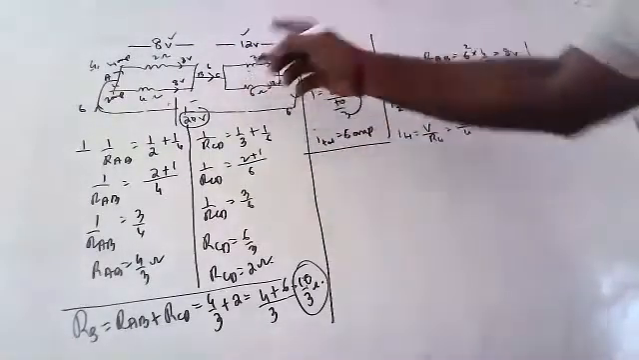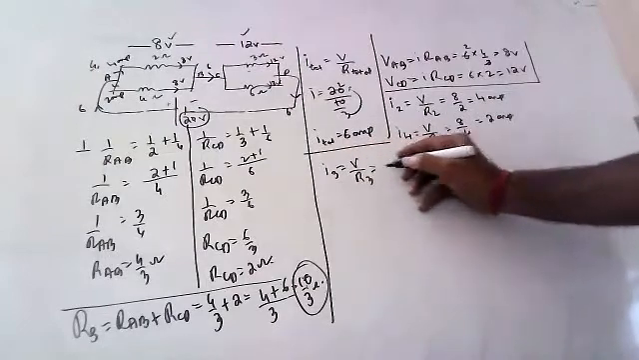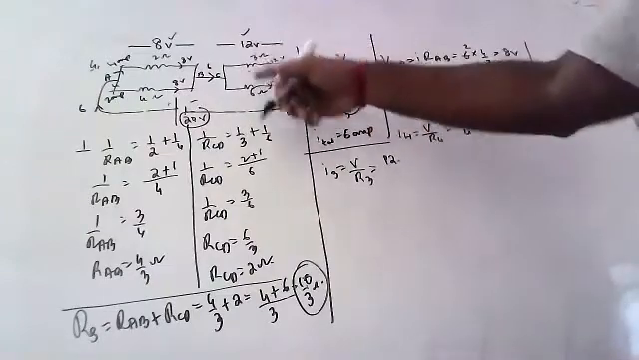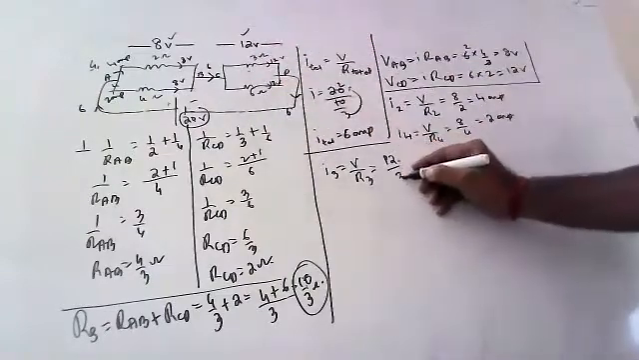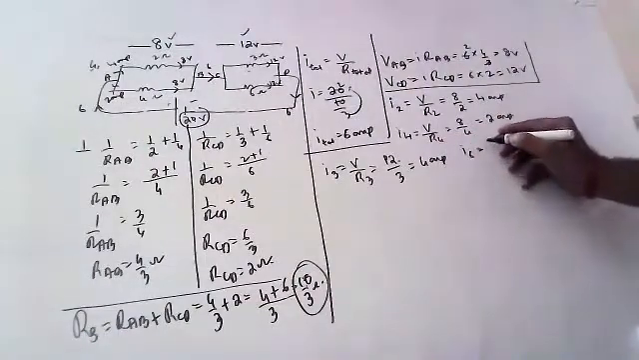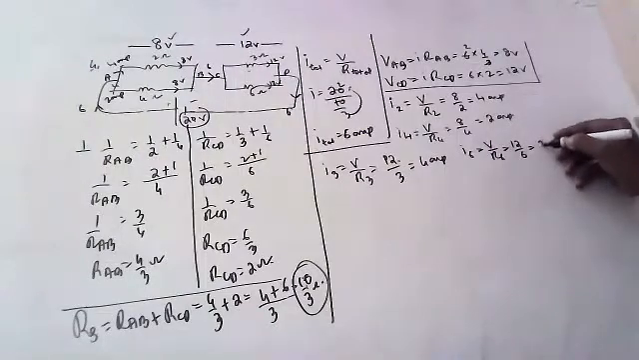Now let us find I3, children. How to find I3? V by R3. V is how much, children? 12, because it is 12, 12, 12. So 12 by 3, that is 4 amperes. And what is I6, children? V by R6, that is 12 by 6, that is 2 amperes.